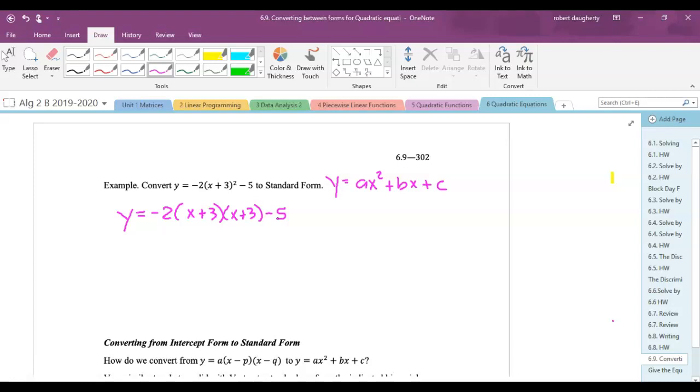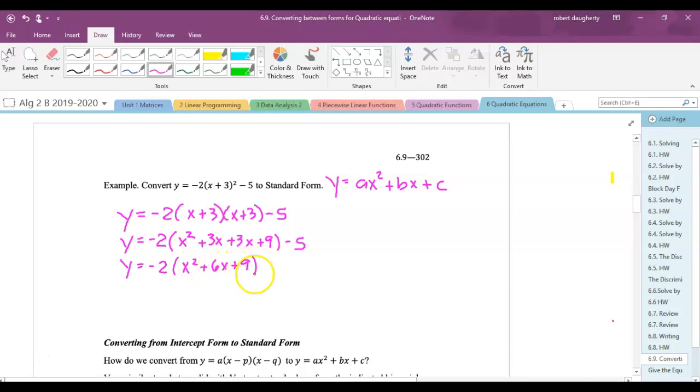leading to me to think, what's the next thing I'm going to do? Yeah, I'm going to FOIL this together. So this is y equal negative 2. The first terms combined to give me what? X squared. The outside terms give me 3x. The inside terms and the last terms. And I can combine that middle term, so this is y equal negative 2 times x squared plus 6x plus 9 minus 5. Now what do I do?